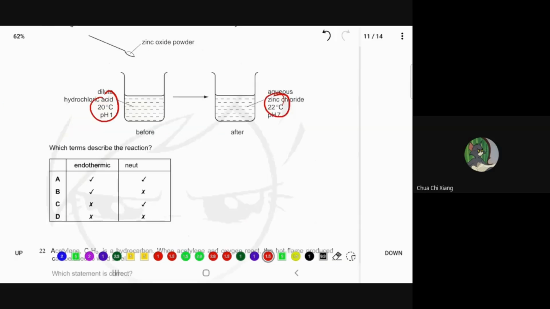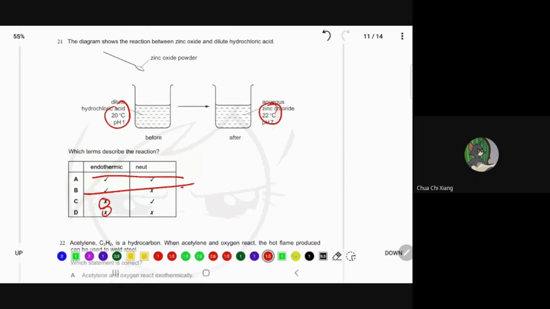Is it an endothermic reaction? Temperature increases. Is this an endothermic reaction? It's not, right? So this is out. So is this neutralization? Zinc oxide. What is neutralization again? It gives you salt and water, correct?